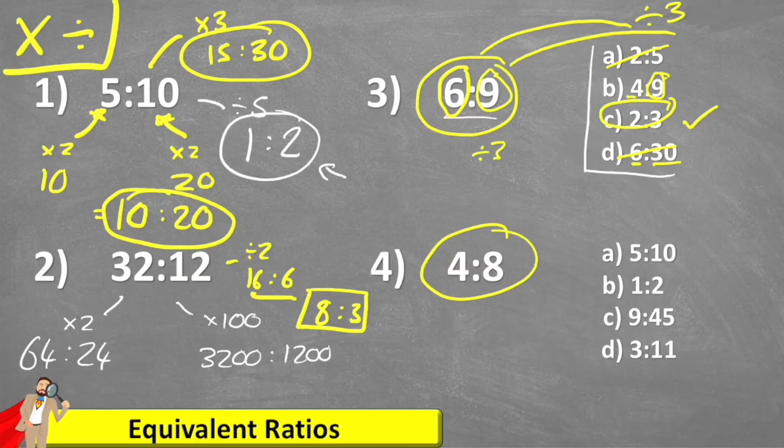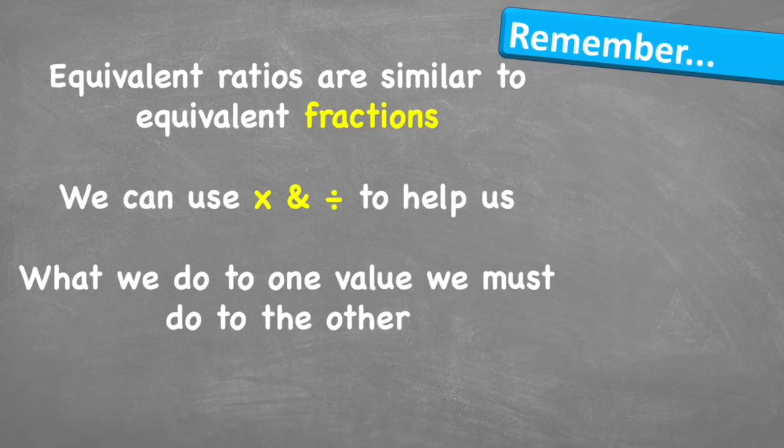What about question 4? 4 to 8. Well, I can see already that 4 to 8 is 1 to 2 because 4 is half of 8. So B, I know, is going to be an equivalent ratio. But what about A? A is also equivalent because 5 is half of 10. But C is not equivalent and D is also not equivalent. So there you go, that is finding equivalent ratios.